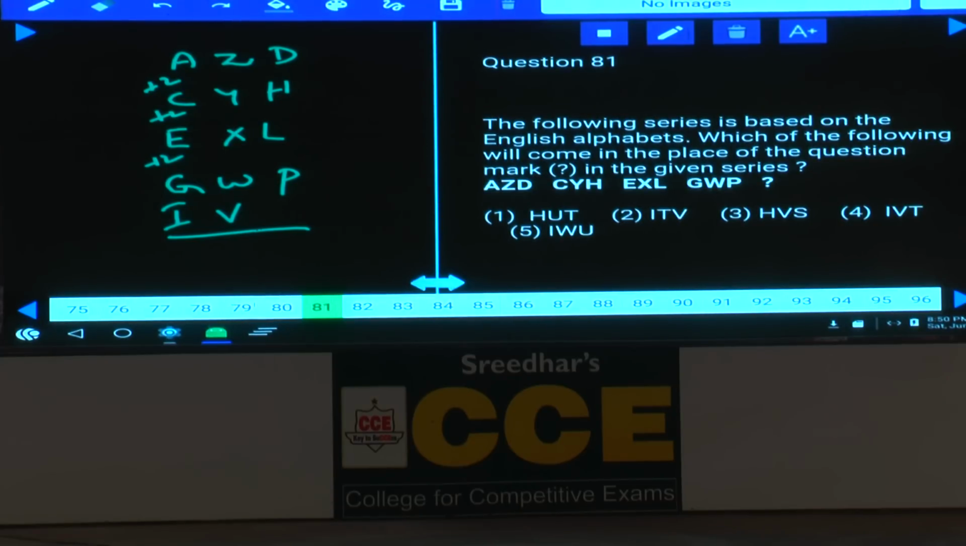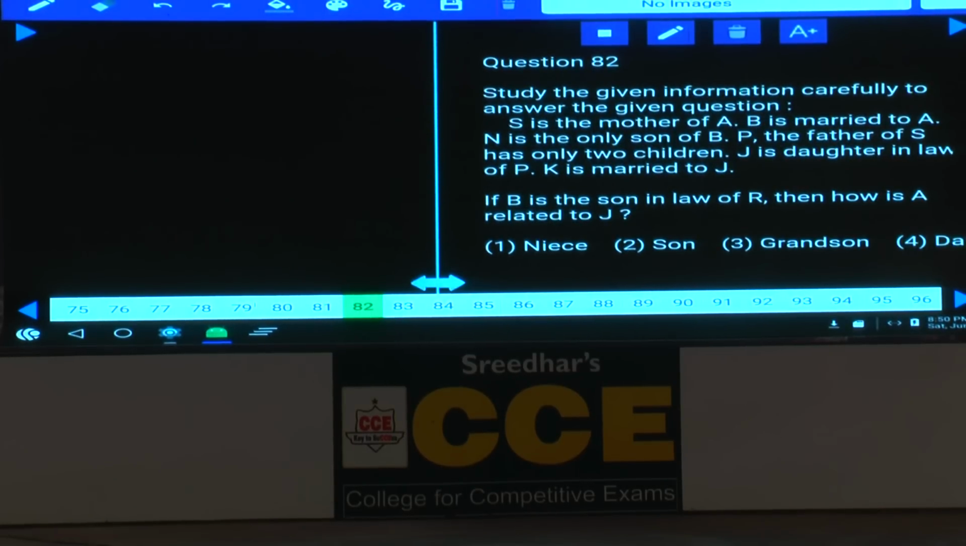And the third one, D and H: D plus 4, H plus 4, L plus 4, P plus 4, T. Hence I, V and T, IVT, choice 4. Question number 81, choice 4 is the answer. Then 82 onwards.